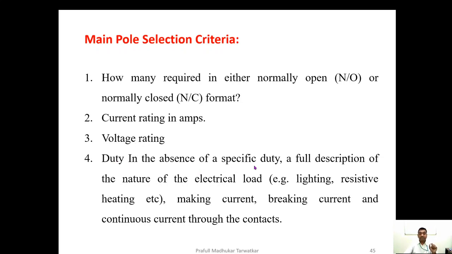Then duty. In the absence of specific duty, because suppose we want to run an induction motor, then the contactor needs to be selected based on how much duration the induction motor is going to work. If it is for very short period of time, that is a short time duty cycle. If it is intermediate, then intermediate duty cycle. If it is a continuous running motor, then it's a continuous duty contactor. So depending on that, the strength of the contactor terminals need to be selected. So these are the key points in selecting the main contact or main poles of the contactor.